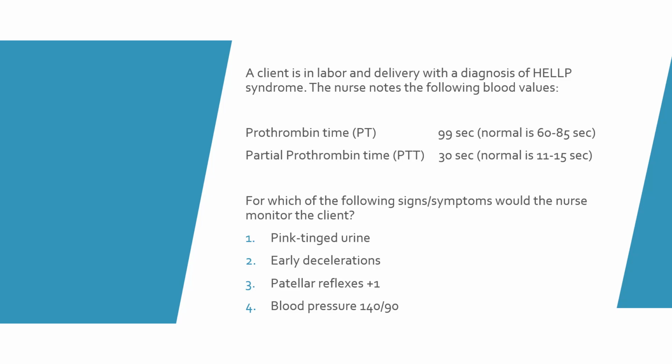Number 4, blood pressure of 140/90. This is expected blood pressure for mild preeclampsia. Number 1 is our answer and is the only clinical manifestation that is related to our given labs.